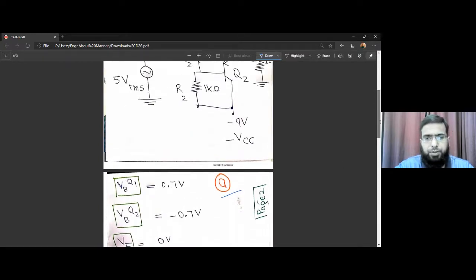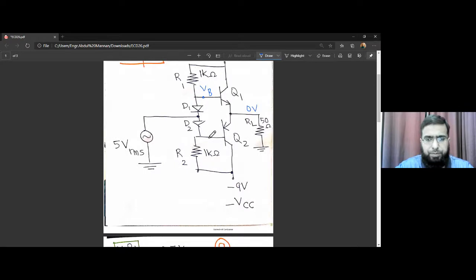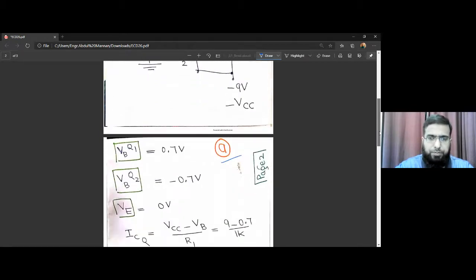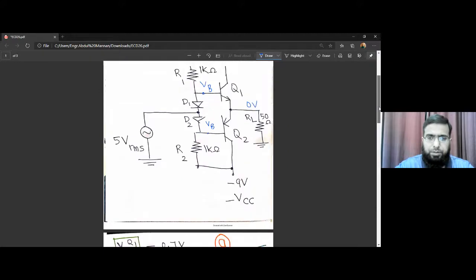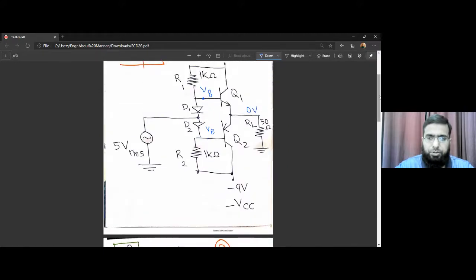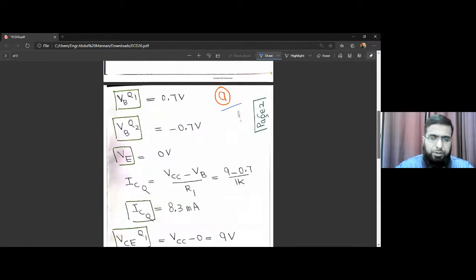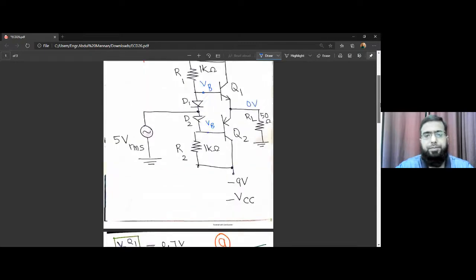VB of Q2, this one. Since it's a PNP transistor, the base should be 0.7 lesser than the voltage of the emitter. The emitter voltage is 0 volts, so 0 minus 0.7 is negative 0.7 volts. And the emitter voltage VE is equal to 0 volts for both transistors because the emitters are common.